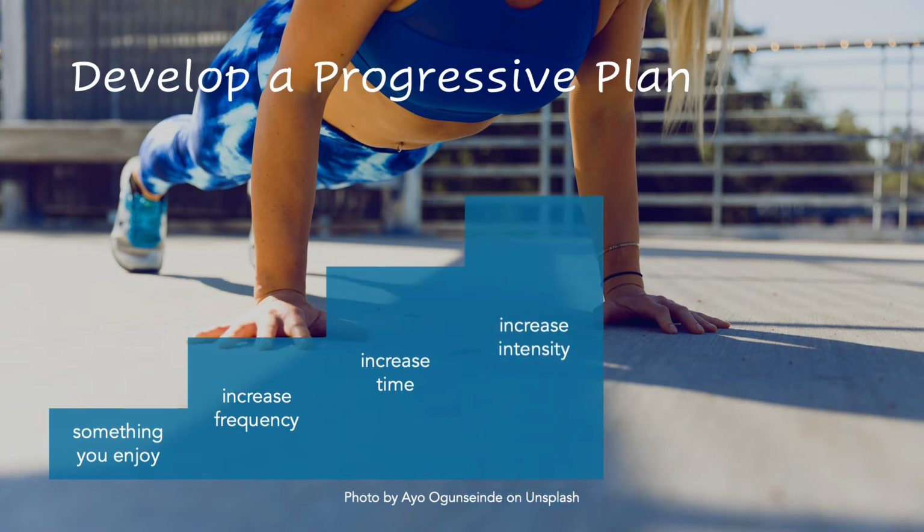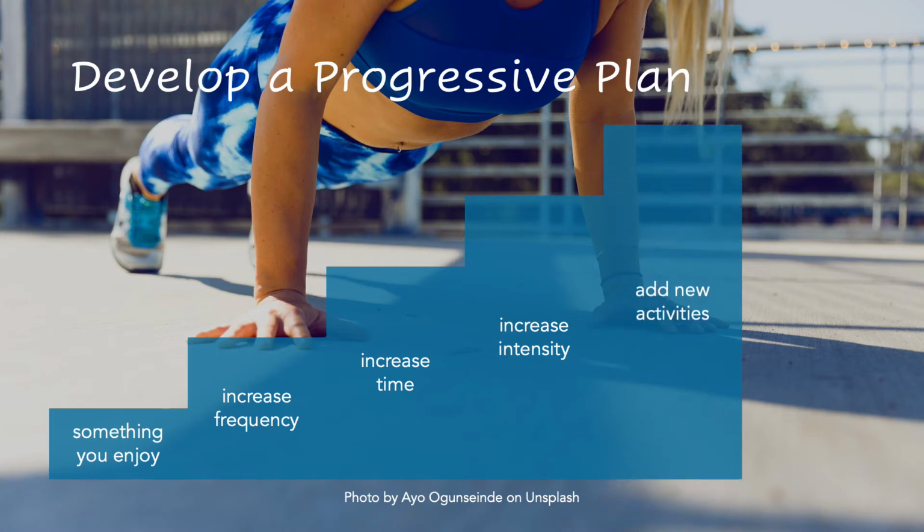After you are comfortable with the frequency and the time, you can begin to increase your intensity. Depending upon what activity you are doing will determine how you increase your intensity. For example, if you are doing something for cardiorespiratory endurance, you may increase from 50% to 60% of your heart rate reserve. While for muscular strength and muscular endurance, you may increase the weight that you are lifting. Once you are accomplished with your current activity, you can begin to add in new activities.